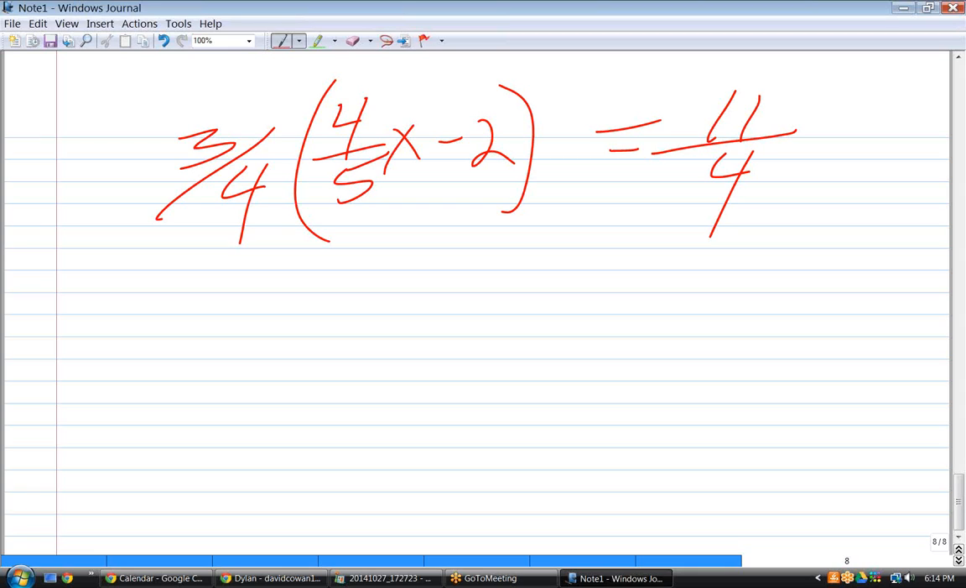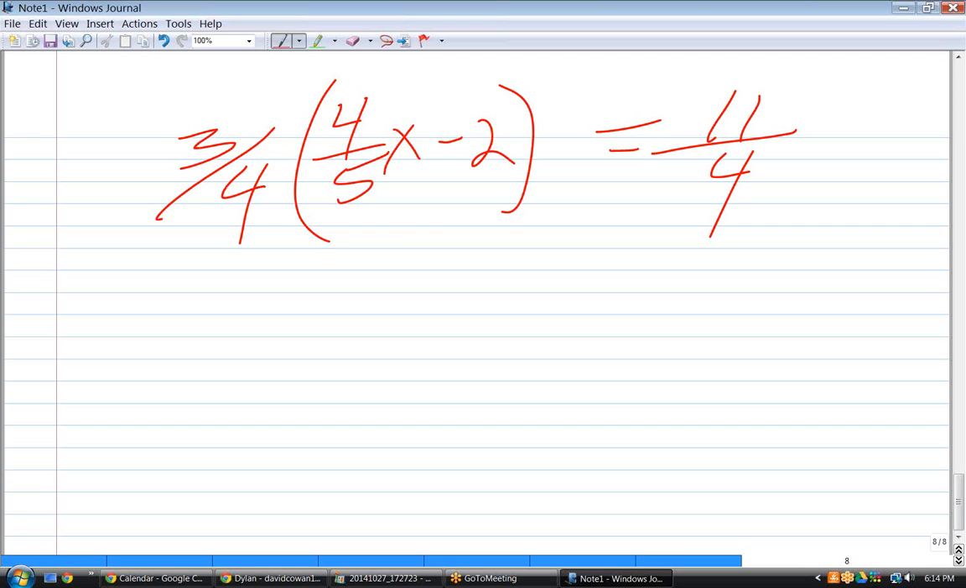This problem here, what's an obvious first step? You just have to multiply 3/4 times what's inside the parentheses. Distributing the 3/4. In other words, we multiply 3/4 times 4/5 x, and then we multiply 3/4 times minus 2. And then we go through the same procedures we did with everything else. But in this particular problem, there's actually something that works much better than doing that.